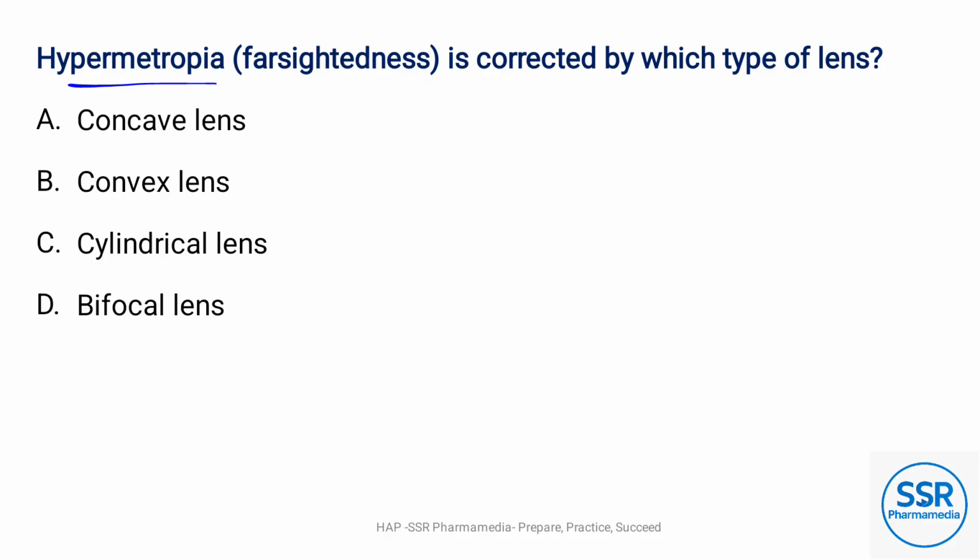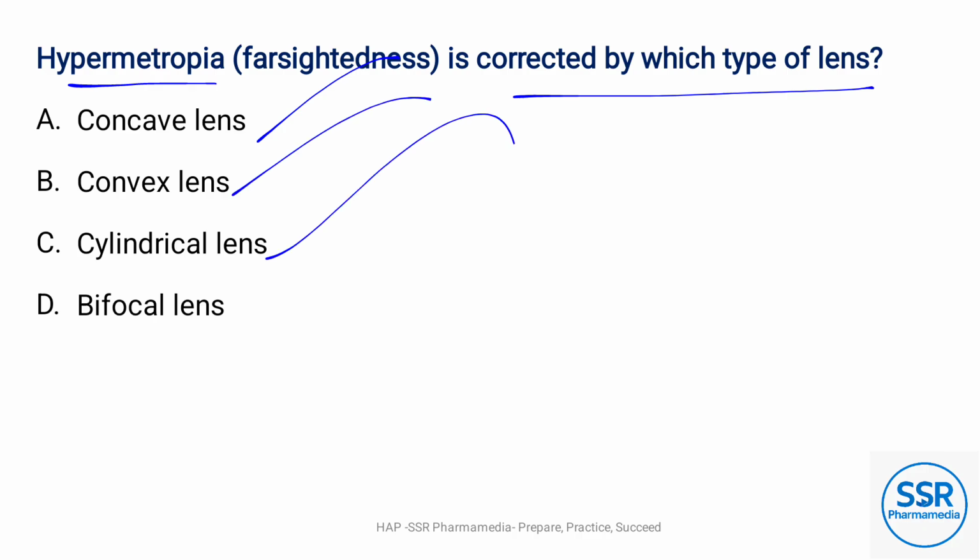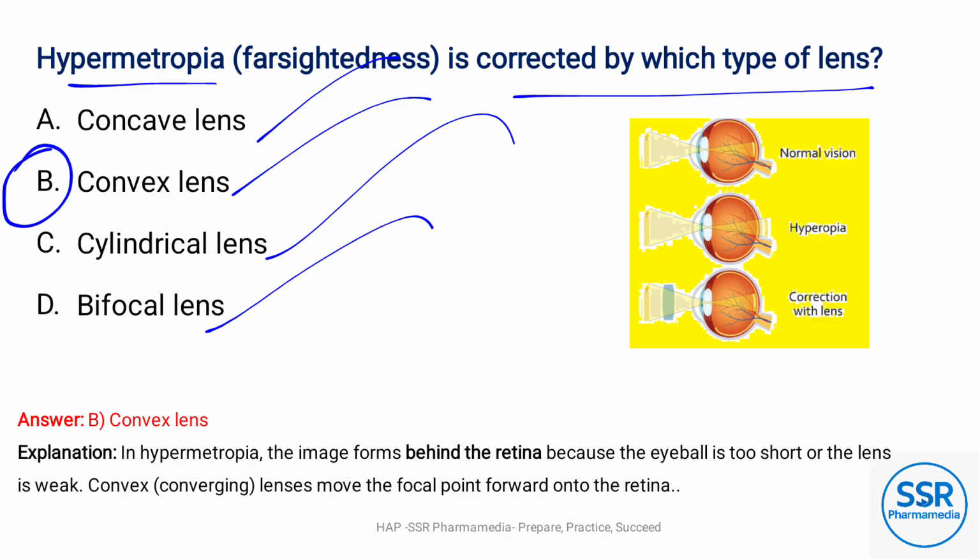Hypermetropia is corrected by which type of lens? Option A concave lens, option B convex lens, option C cylindrical lens, option D bifocal lens. So the answer is option B, convex lens. In hypermetropia, the image forms behind the retina because the eyeball is too short or the lens is weak. Convex lenses move the focal point forward onto the retina.